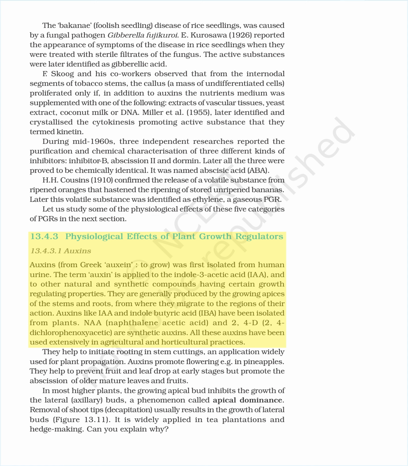13.4.3 Physiological effects of plant growth regulators. 13.4.3.1 Auxins, from Greek auxein, to grow, was first isolated from human urine. The term auxin is applied to the indole-3-acetic acid, IAA, and to other natural and synthetic compounds having certain growth-regulating properties. They are generally produced by the growing apices of the stems and roots, from where they migrate to the regions of their action.